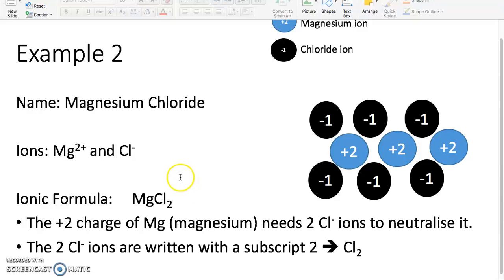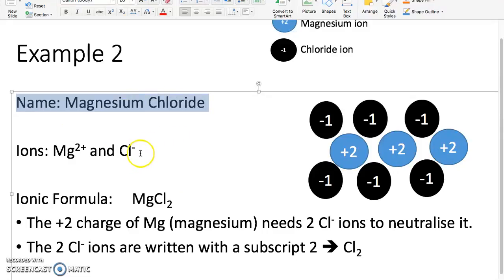The next example is magnesium chloride. So the first step is to write out its name, magnesium chloride, very clearly. The next step is to identify the ions. We know magnesium is in group 2, so we give it a +2 charge as an ion, and chloride is in group 7, so we give it a -1 charge. So when we write the ionic formula, we have to balance the +2 charge of magnesium with 2 chloride ions because the chloride ions only have a -1 charge.